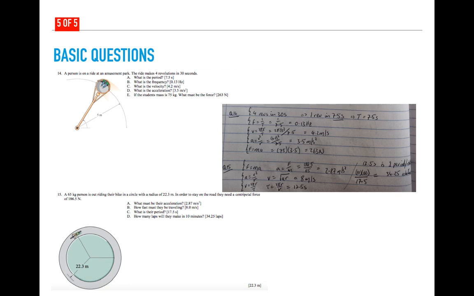The period, I've used v is equal to 2 pi r over t, so that's the velocity formula. Rearranged it to get the periodic time is the distance travelled, 2 pi r, over the speed. That gave me 17.5, and then how many laps will they make in 10 minutes? If they make one lap in 17.5 seconds, we want to find out how many laps are contained within 10 minutes, how many 17.5 seconds are contained within 10 minutes. You need to divide one into the other, which is the right hand side of the solutions there.